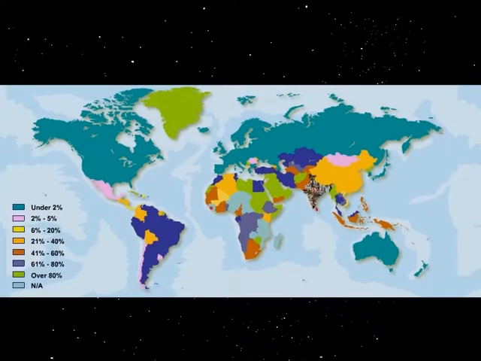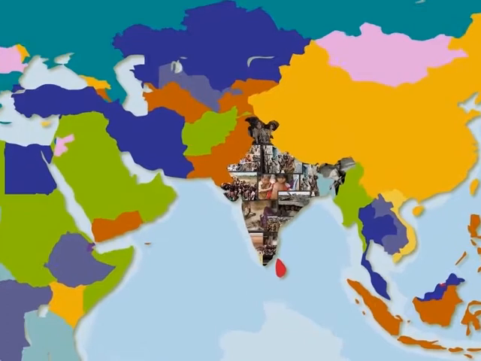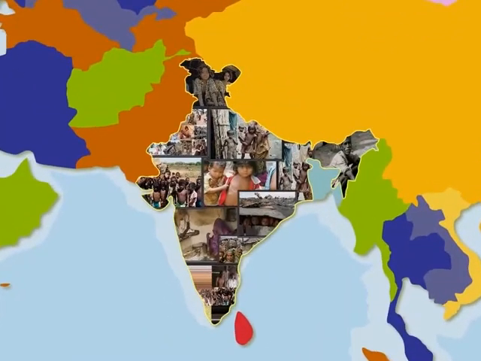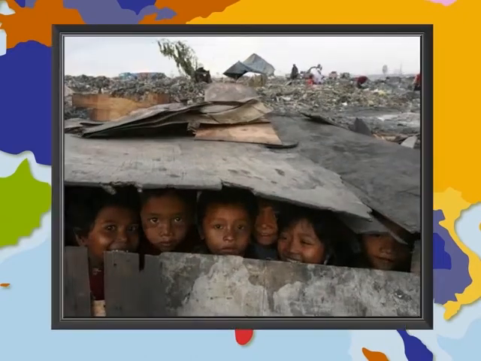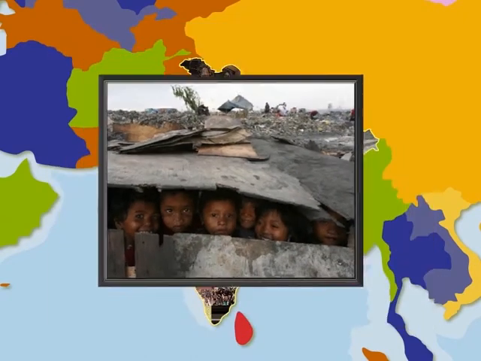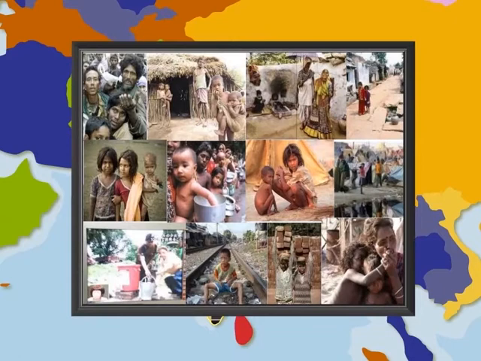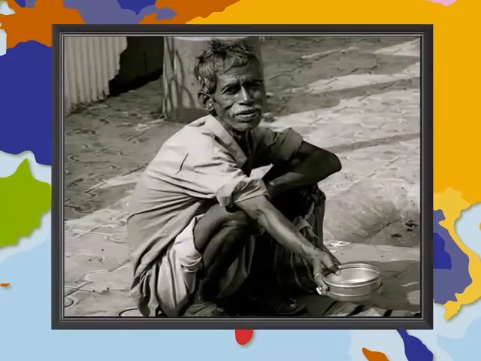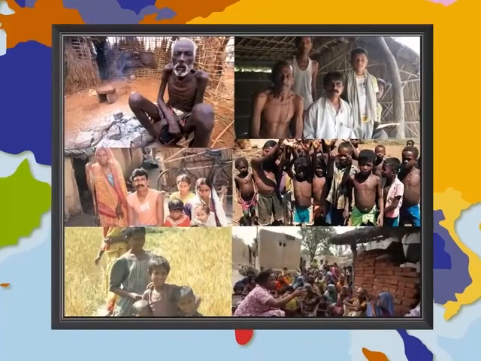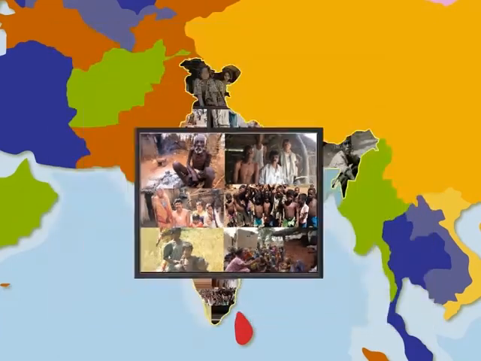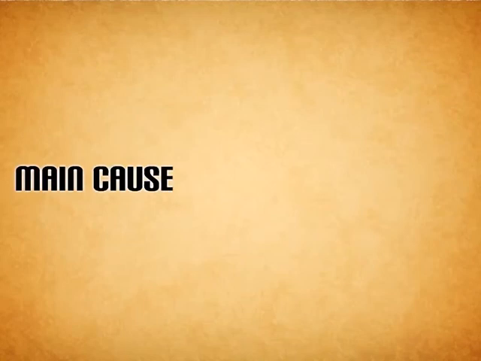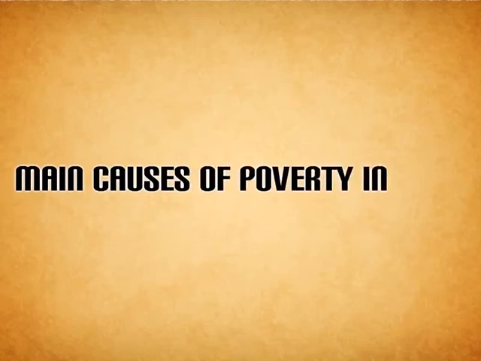Despite India experiencing an impressive economic growth, poverty still remains a major concern. As per a recent study, about 350 million people in India are living below poverty line, and about 75% of them live in rural areas. Let's discuss the main causes of poverty in India.